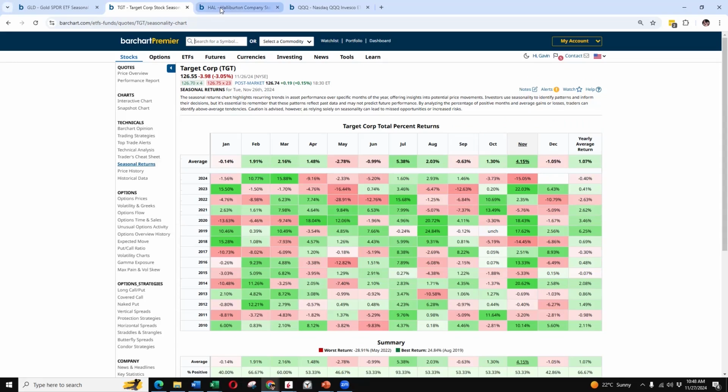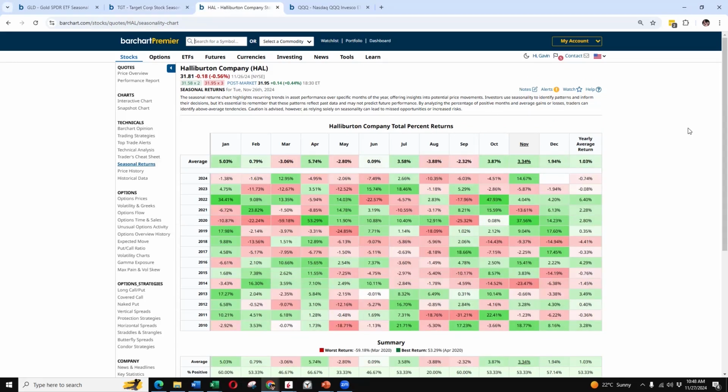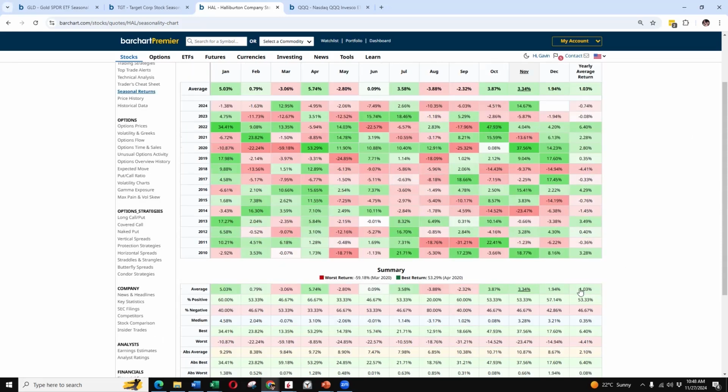Let's have a look at an energy stock. So Halliburton is a good one. And we can see here the period October through to February is very, very strong. We've got really high average returns in October, November, pretty decent in December, and really strong in January as well. If we check out the overall positive returns in those months as well, that's looking very, very strong. And also in January and February, very strong.